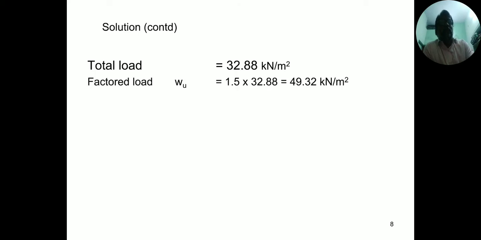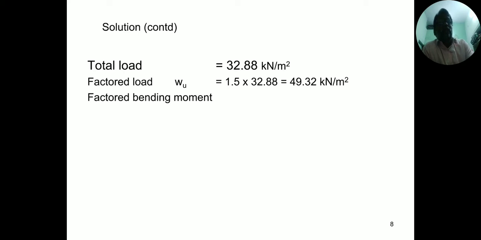Continue. Total load is 32.88 kilonewtons per meter only, not meter square, kilonewtons per meter. Factored load: 1.5 into 32.88 is 49.32 kilonewtons per meter.